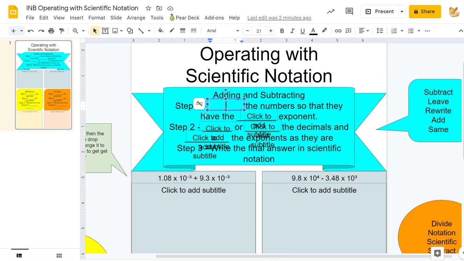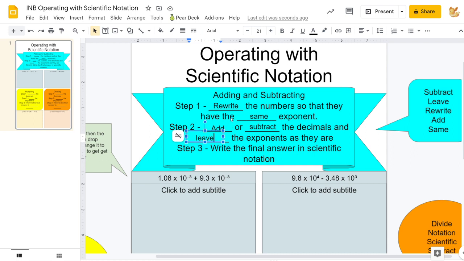So with adding and subtracting, you're going to rewrite the numbers so they have the same exponent. Sometimes you can just skip this. Like for this one, you'll skip it. For this one, you'll have to rewrite it. And I will show you how to do this one. Okay. Your next step is to either add or subtract the decimals and leave the exponents as they are.